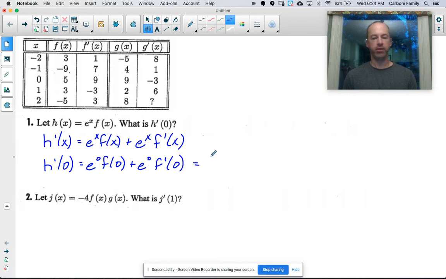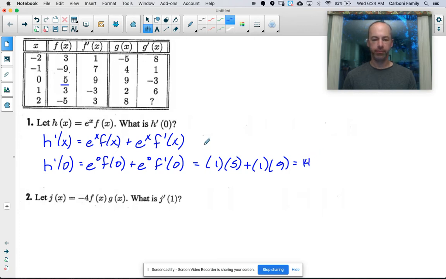And e to the 0 is obviously 1. I hope that's obvious. F of 0, we pull that from the table. And just be very careful that you actually look at the right spot. At 0, f of x is equal to 5. Very easy to accidentally pull the wrong number from these tables. Plus e to the 0 again is 1. F prime of 0 is 9. 1 times 5 plus 1 times 9 is 14.